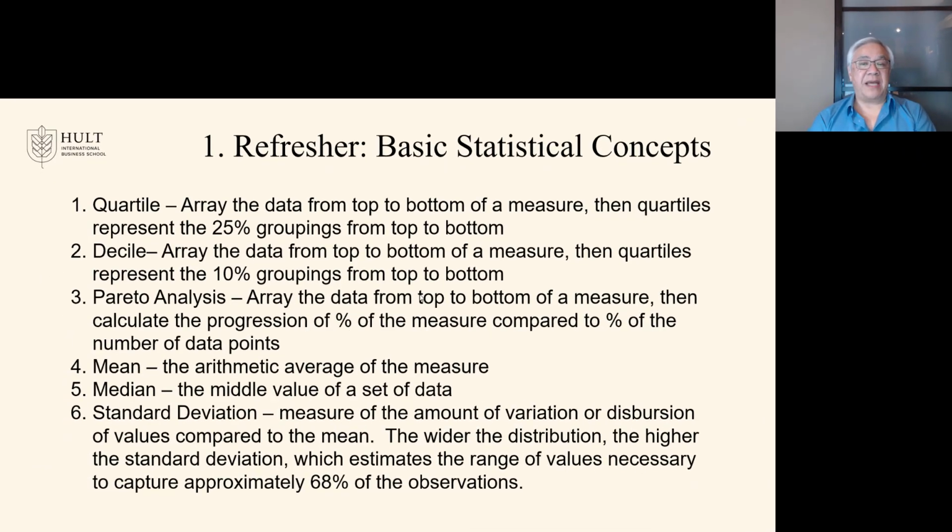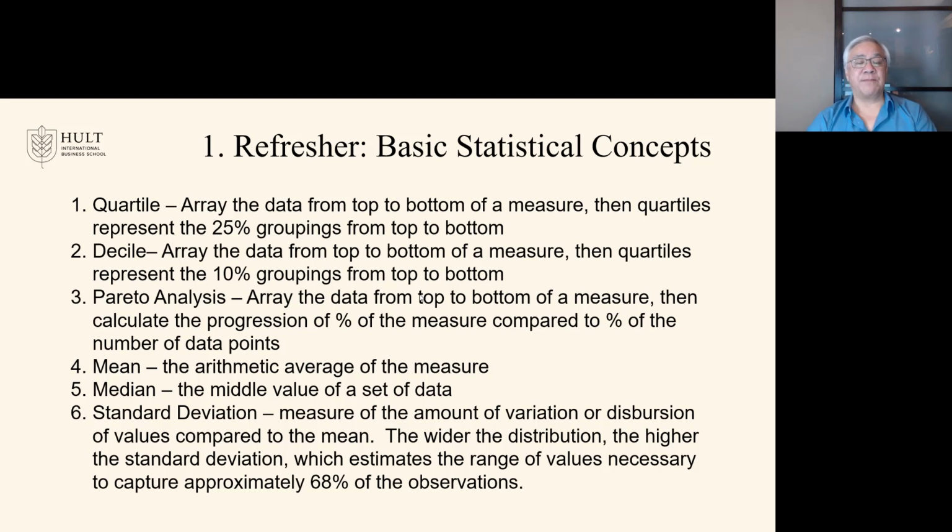Here's a refresher of basic statistical concepts. Quartile. That means you array all the data from top to bottom, and then you take a quarter at a time. Quartile is basically 25%. That's how you remember that. So we'll have 4 quartiles within a data set, but they're not in a random order. They're rank ordered from top to bottom. Then we have decile, which is very similar to quartile, but instead of quarter or 25%, it's 10%. So we have 10 deciles.